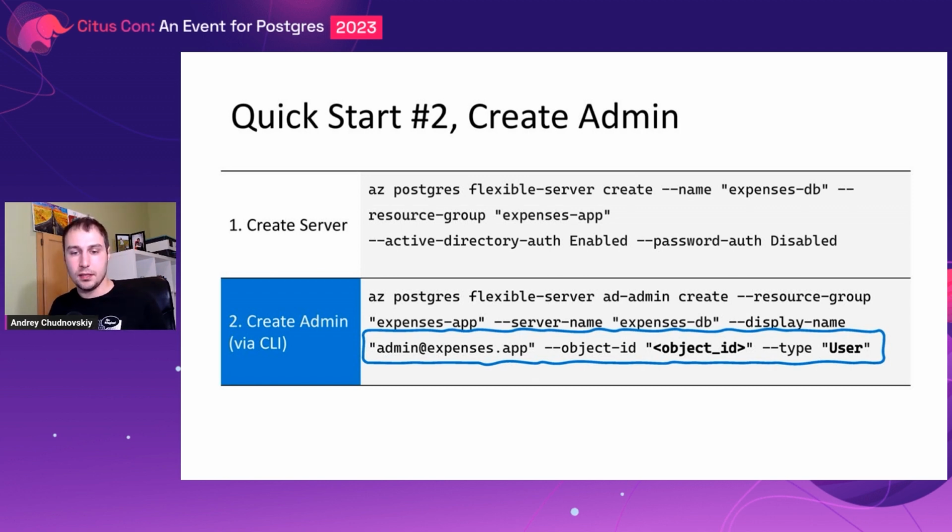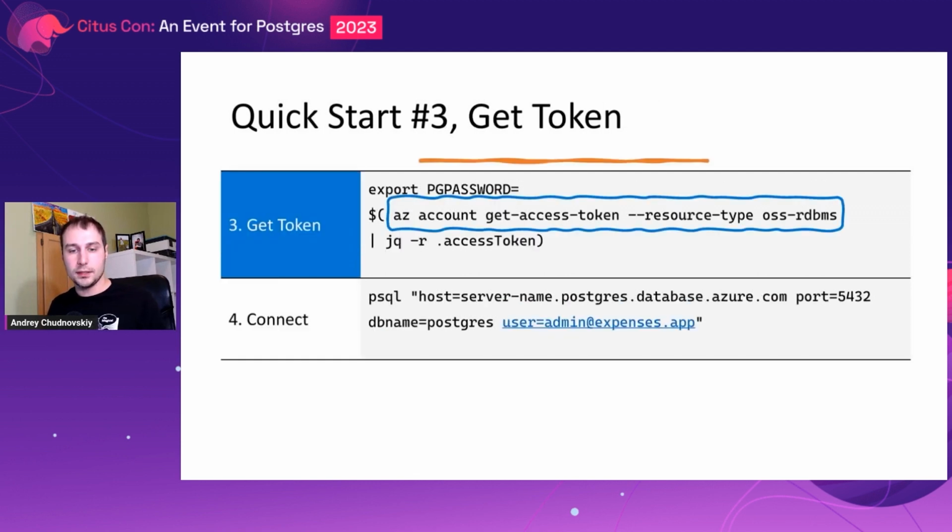In this example, I provide admin at expenses.app, which is for our application. Assume that it's our developer and admin for the first time, and that's their Azure Active Directory username. We also pass object ID and the user as the object type. I'll explain what is object ID and what user object types are available a little further. Once we create the user, we can connect to that.